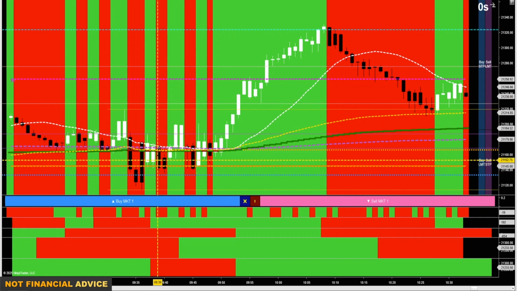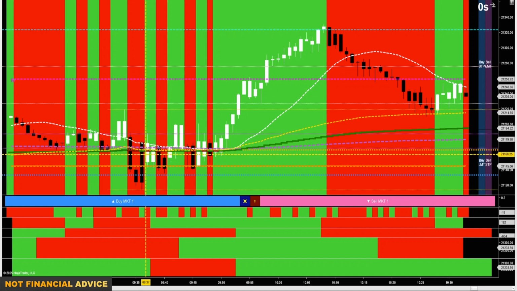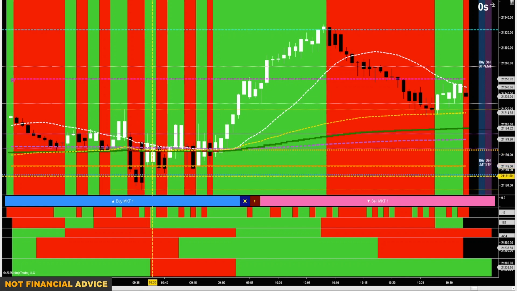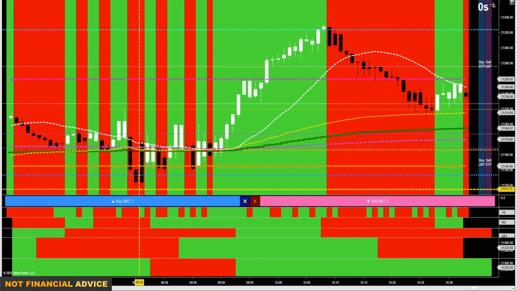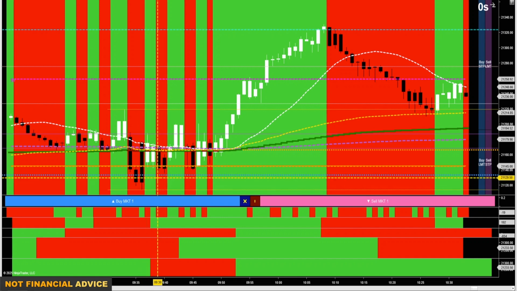Here we got the HEIKIN ASHI turning red. We've been whipping back and forth for the past 5 or 6 minutes. I'm going to want to see it clear the next key level, or possibly these recent lows. We do not break through the key level here. So no trade for me.